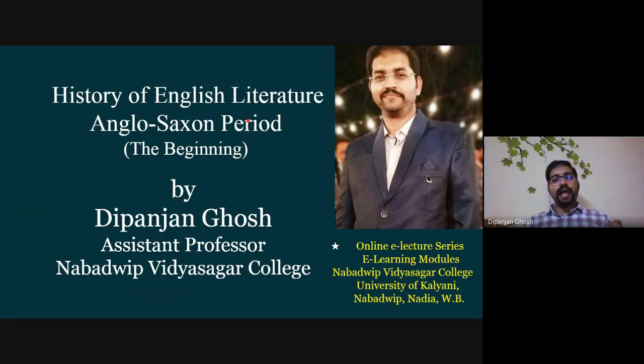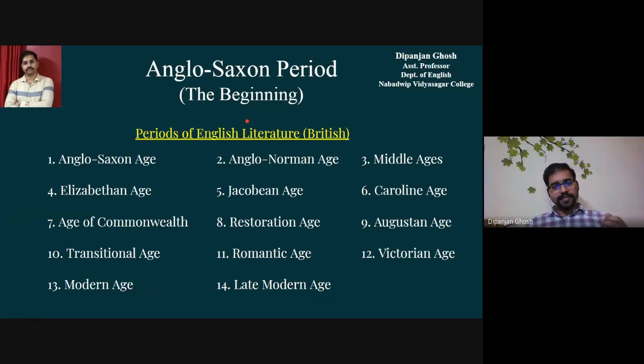As we know, the Anglo-Saxon period comes at the very beginning. Fundamentally, in this section I have made an outline. You will find that I am considering British English literature, and there are different periods of English literature in general. The Anglo-Saxon period begins with the 5th century, as we know, and lasts up to the year 1066, when the Battle of Normandy inaugurates the Anglo-Norman Age.